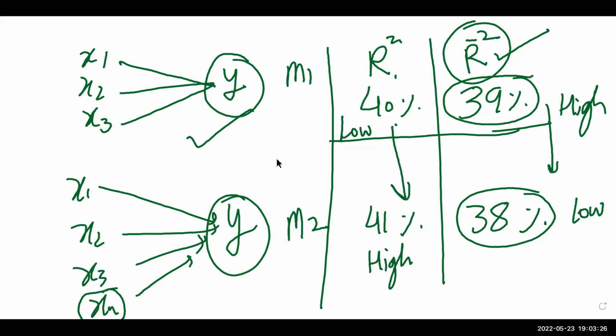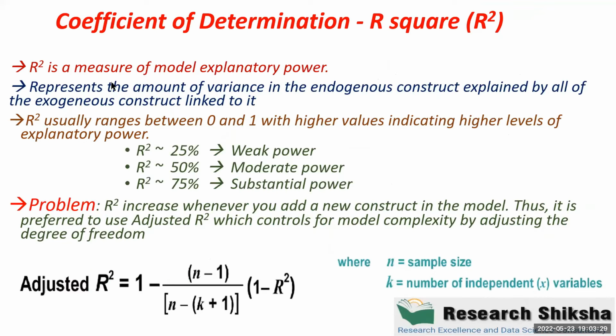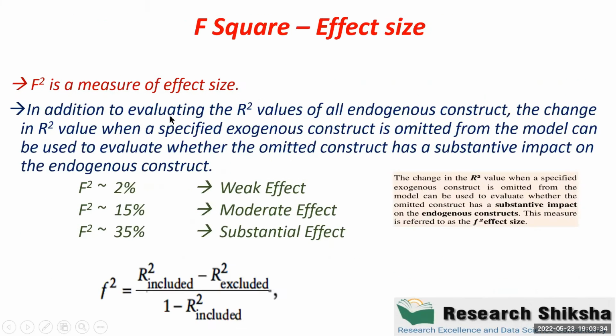So we have two measures of explanatory power. One is called R square and the second is called adjusted R square. Now I'm telling you what F square is. So F square is a measure of effect size. We are using the term effect size, and effect size is always calculated between the dependent and independent variable. Okay, let me explain the F square another way.